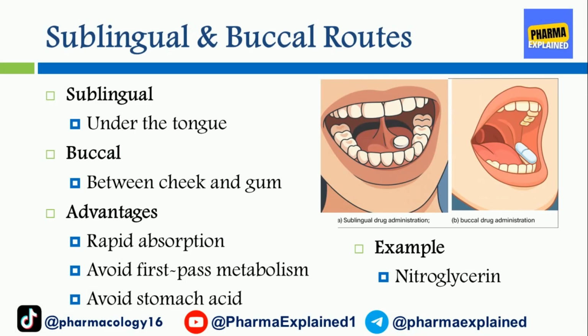2. Sublingual and buccal routes. Sublingual route, drug is placed under the tongue. Buccal route, drug is placed between the cheek and gum. Advantages include rapid absorption, easy administration, avoidance of stomach acid, avoidance of first-pass metabolism. Disadvantages: limited to small doses, only suitable for certain drugs. Some drugs may be swallowed accidentally. Examples include nitroglycerin tablets.